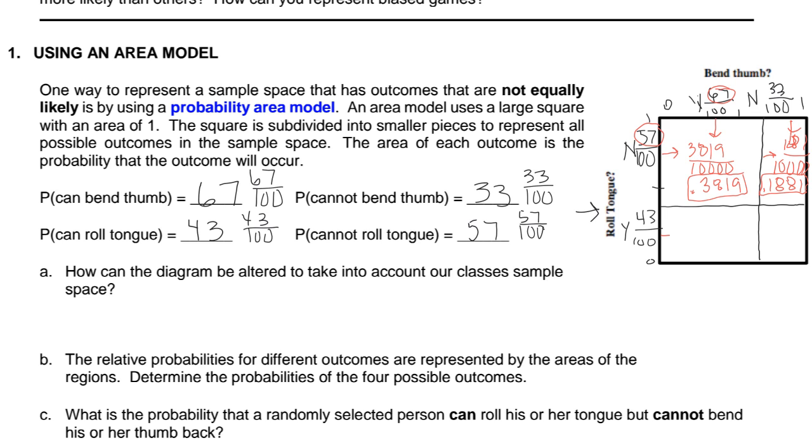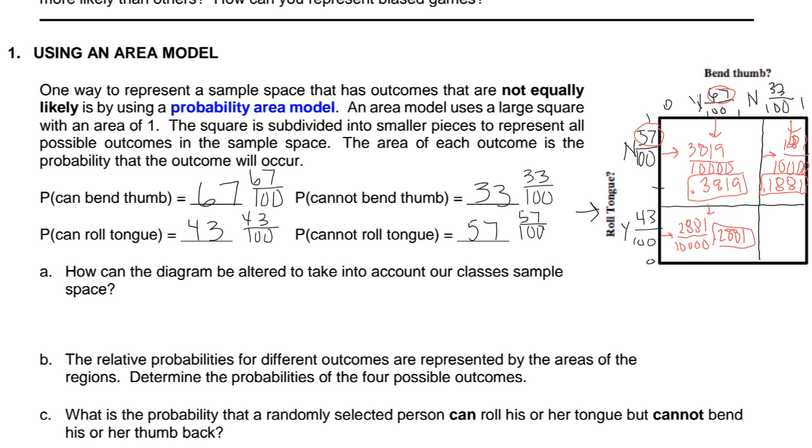So then down here, I'm going to take these two fractions and multiply them by each other. So 43 times 67 gives me 2,881. And then 100 times 100 is 10,000. And when I plug that into my calculator, I should get a decimal again, so 0.2881.